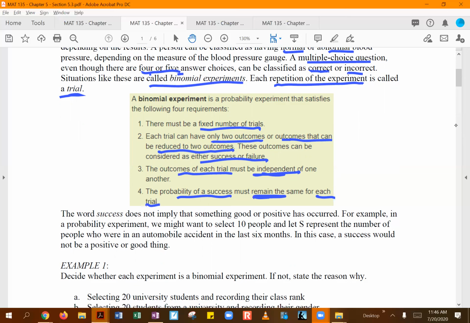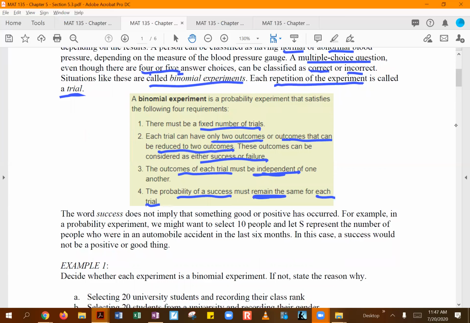They're basically saying if you have a coin toss and you're going to get heads or tails, the idea is that the probability should always remain the same. So if it's a multiple choice question, like we said, maybe you have 4 different choices to choose from.